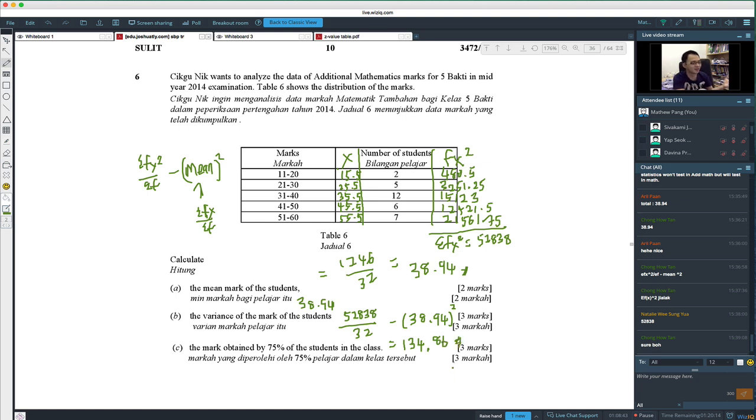So the next one is the mark obtained by the 75% of the students in the class. It asks you to calculate the mark. So 75% of students are actually getting that mark. So yes, this is something I don't like, but yeah, I will do it. So 75%, basically they ask you to find something like the median, but this time it is the upper quartile.